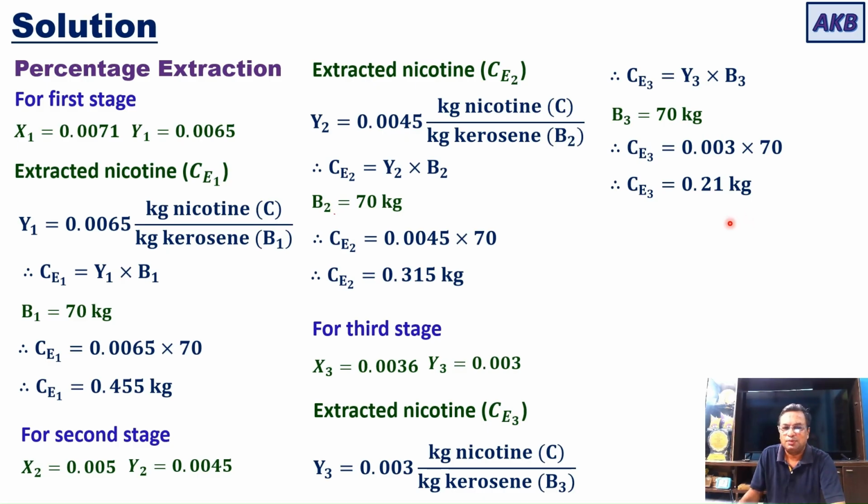In this way, we have got the amount of nicotine that is extracted in each of the stage. In the first stage, it is 0.455 kg. In the second stage, it is 0.315 kg. And in the third stage, it is 0.21 kg. Now, the addition of all these three quantities will give us the total amount of nicotine that is extracted. And we are going to use that quantity to find out percentage extraction. So let us do that.